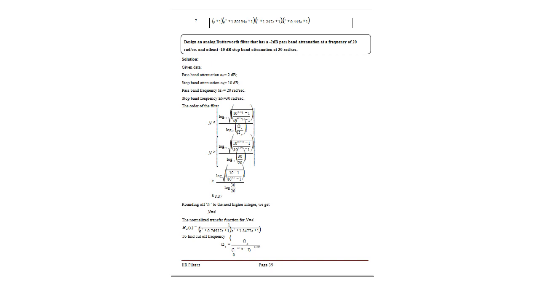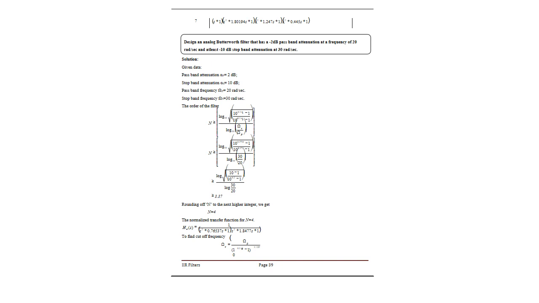So the order of the filter will be n greater than or equal to the modulus of log base 10 of root of (10 to the power of 0.1 alpha S minus 1) divided by (10 to the power of 0.1 alpha P minus 1), divided by log base 10 of modulus of omega S by omega P. So we have to substitute the values and we will get the n value as greater than or equal to 3.37. So rounding the n value to the next highest integer, that is 4.